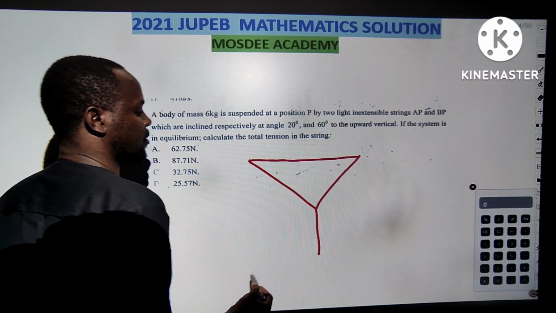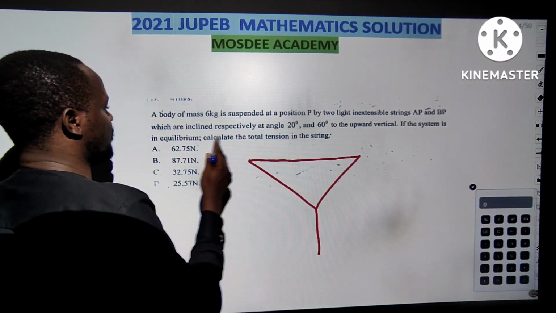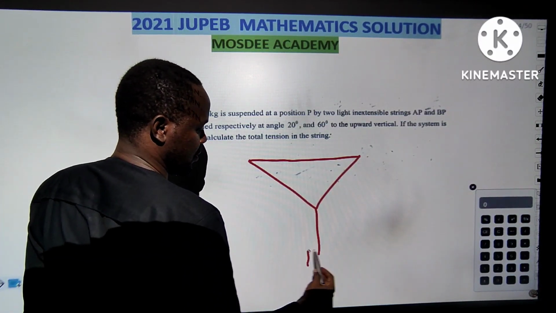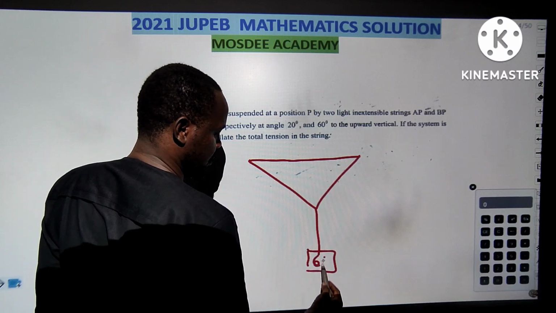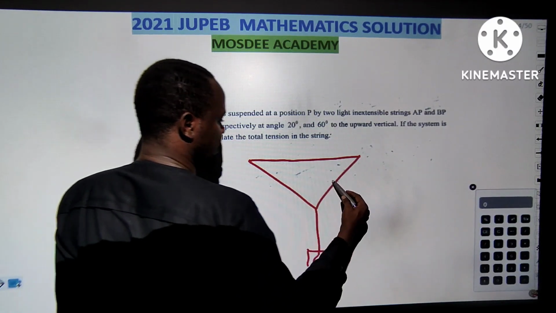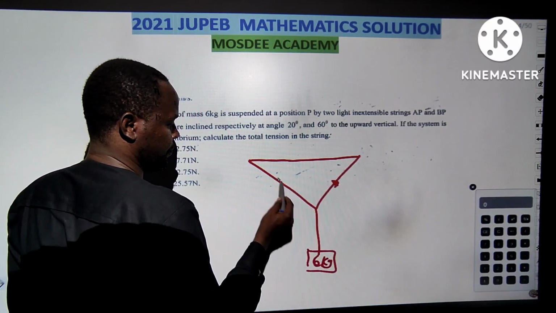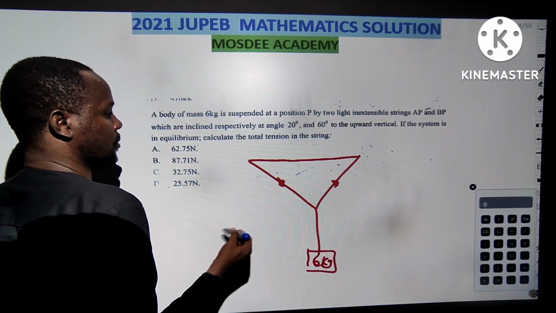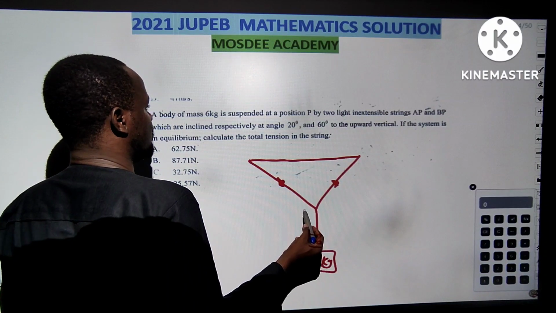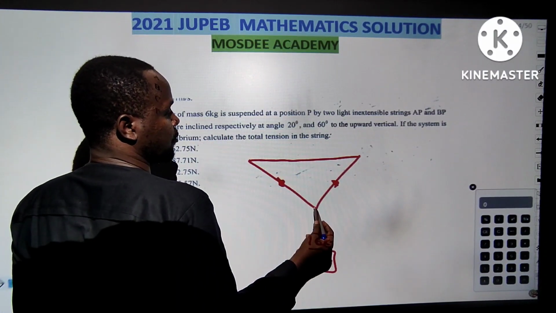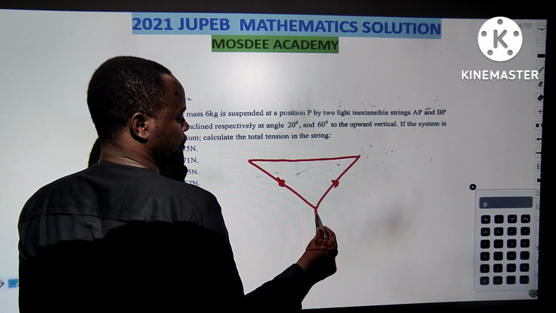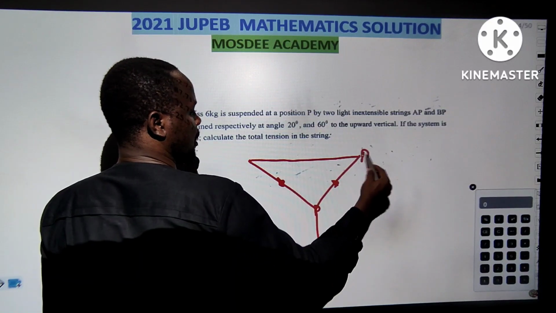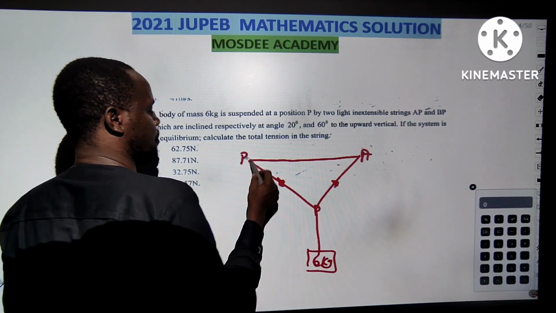So the weight of this body is 6 kg. And these are the tensions. Tension always moves away from the point of contact. That is the way I do it. Then the first one moves from this point, suspended at P. So this is point P, going to A and to B.